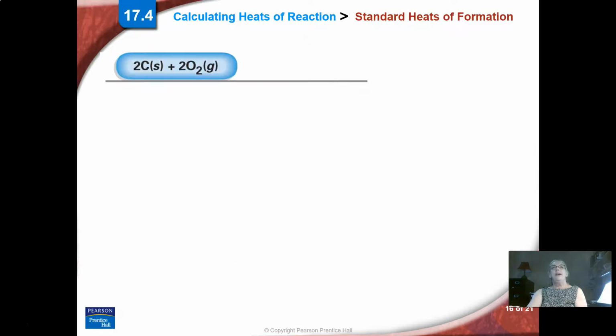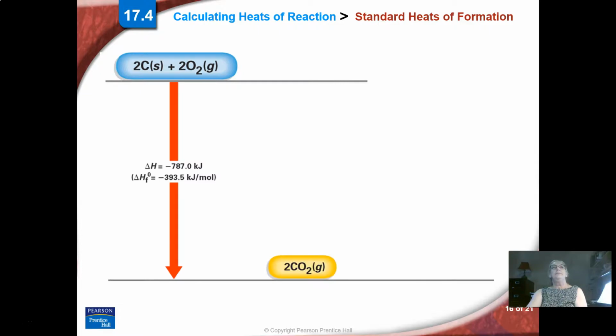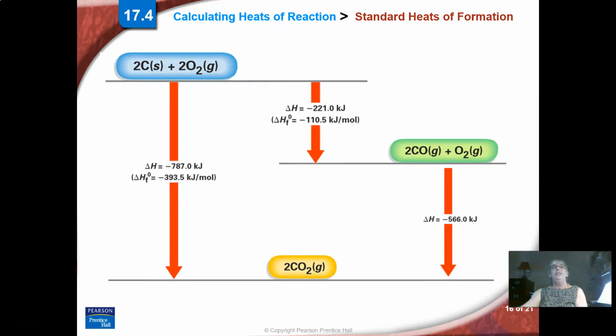And here's some for you to try. Let's look at forming something. Standard heats of formation. Here's another one. We have a delta H of negative 787 kilojoules for this reaction, but we're talking about the definition of delta HF, which is per mole, so we'd have to divide that in half. If we go all the way, it's going to make that much heat. If we go halfway, we're going to make this much heat. So it just depends on the reaction we're talking about, how much heat you're going to make.